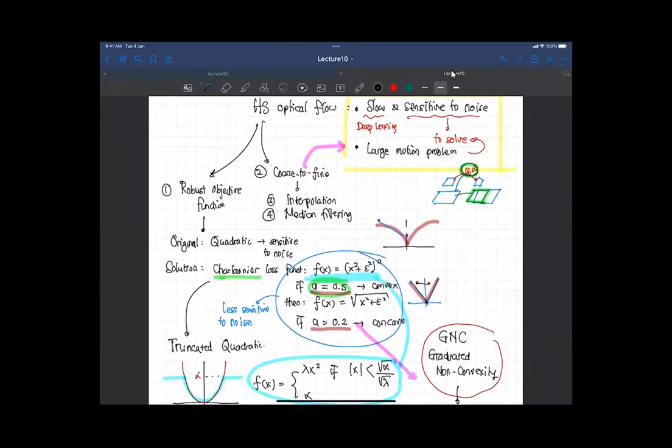Further on, we actually have another technique to improve the robustness of optical flow. The further technique, number four, is using low-level vision pre-processing. Low-level pre-processing is basically for when your input is very noisy. For example, if you turn the light off, it becomes dark. The image that you take in this kind of situation will be very dark, and this is called a low light image.